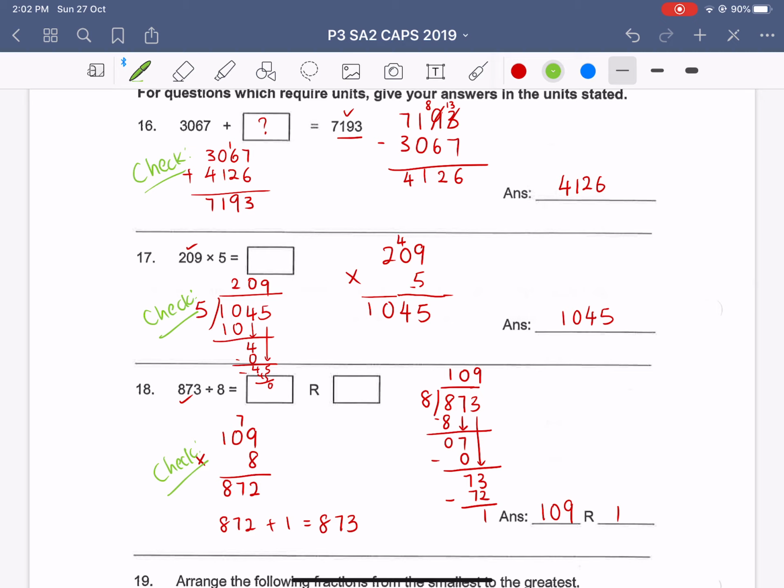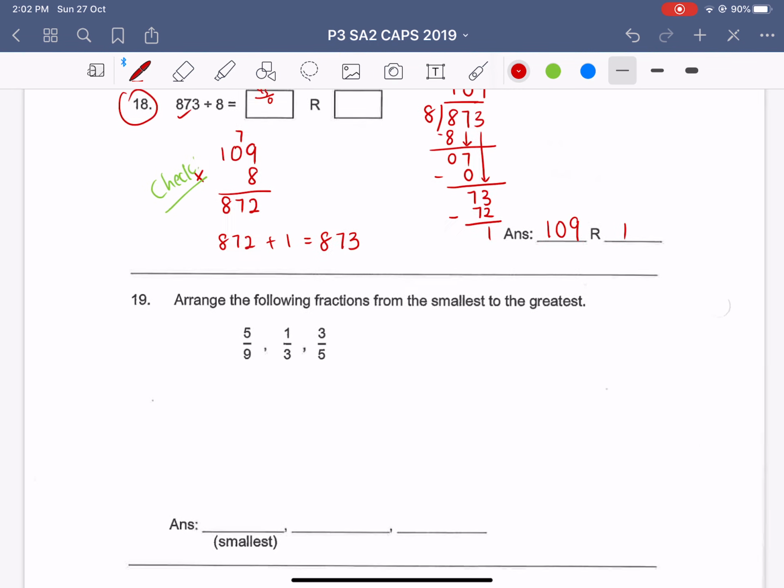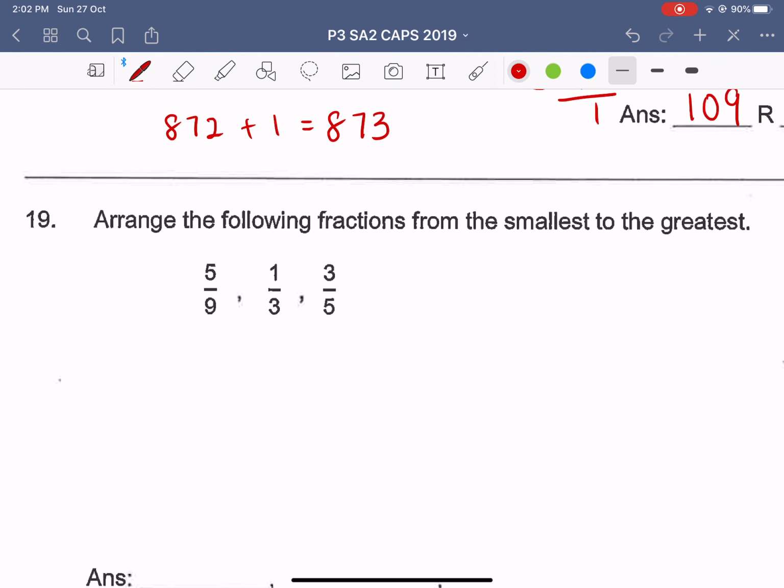So my expectation is that at least questions 16, 17, 18 should all be correct because they are the easiest questions to get marks. And they are all 6 marks together already. Okay, now next we are going to arrange fractions. This is something that we kept doing in class, and I'm very sure most of you are already experts in it. So in this case, there are 2 different ways.